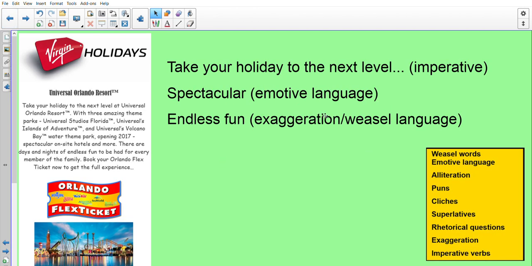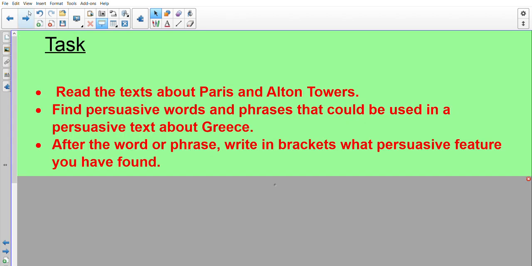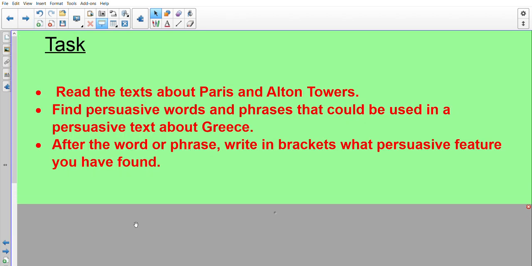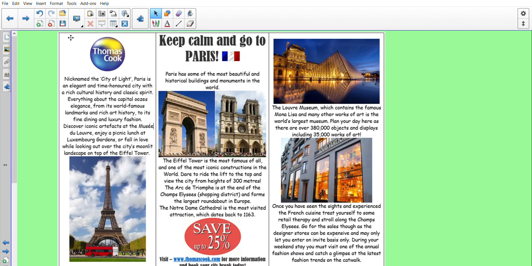And then after the word or phrase, write in brackets what persuasive feature you have found. So that's just what we've done here, isn't it? Writing in brackets the feature. So the language you found and then what kind of feature it is. And then that's it. But we're going to do it for two texts because they're not particularly long. I thought you could handle two today. So the first one is this one about visiting Paris.